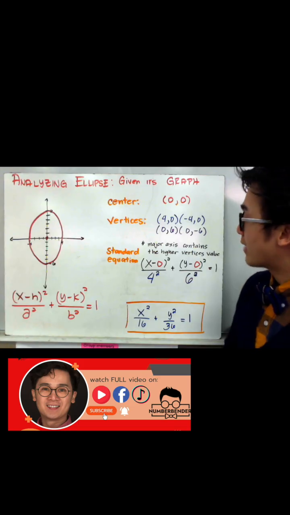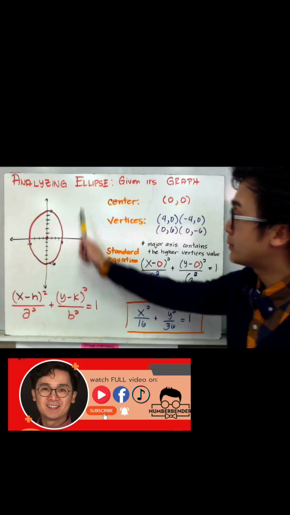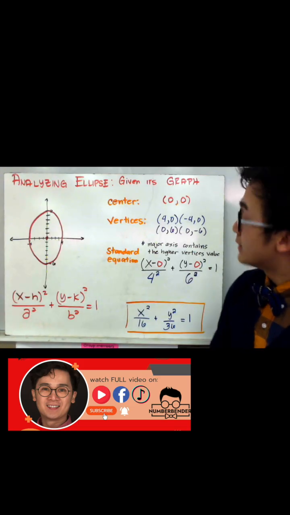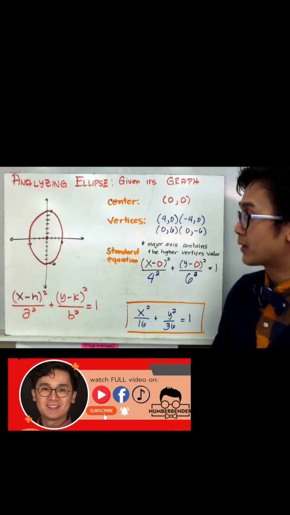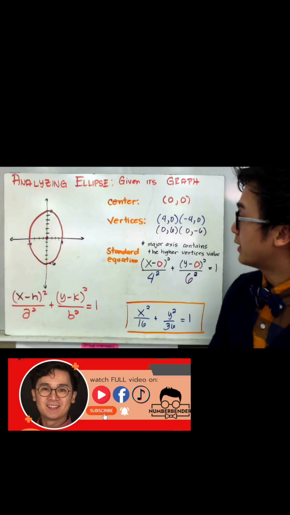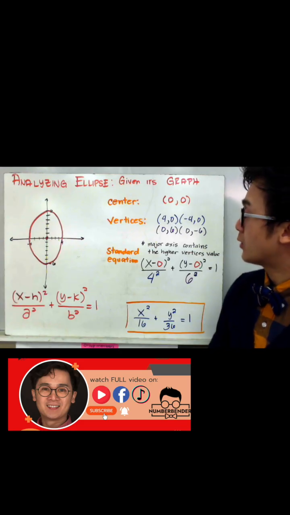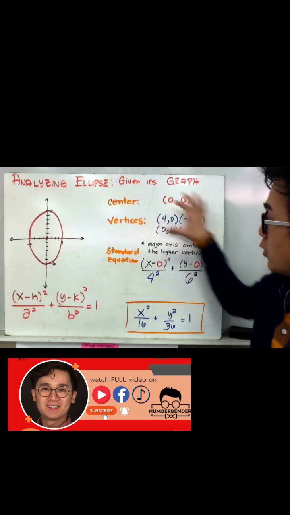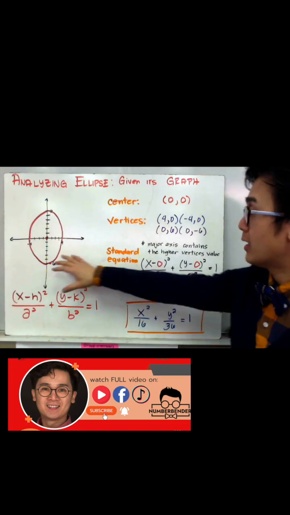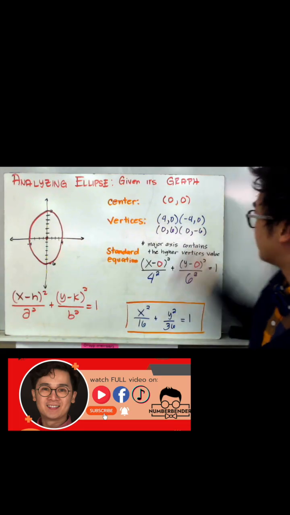And this is how we analyze an ellipse given its graph. Now, where is the focus in this particular ellipse? So we need to find the foci of this particular ellipse. The foci is going to be solved in the second example, and I just want to show you how we analyze an ellipse given its graph.